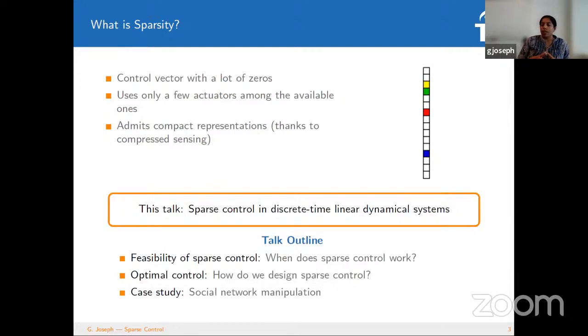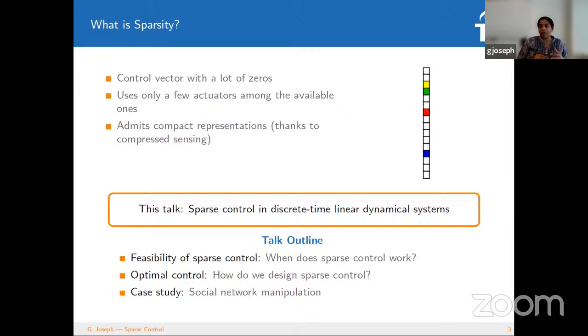In this talk, what we're looking at is sparse control in discrete time linear dynamical systems. So we consider linear dynamical systems that evolve with time. And what happens when we try to control such systems using sparse control.